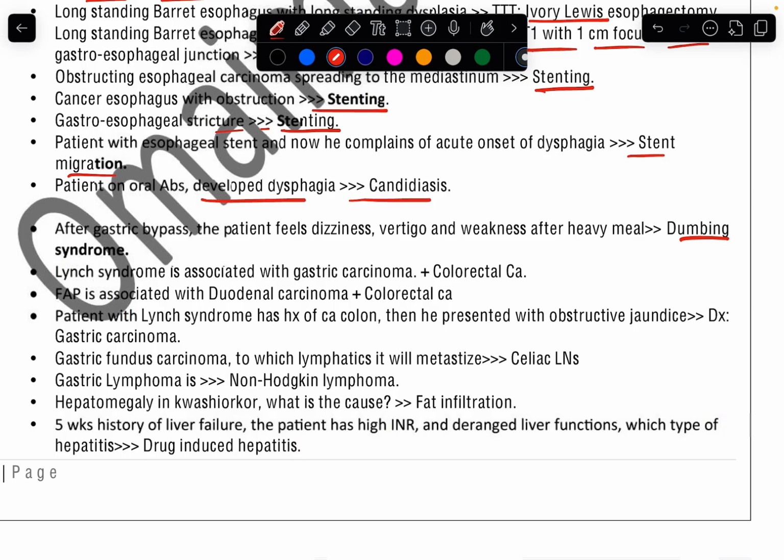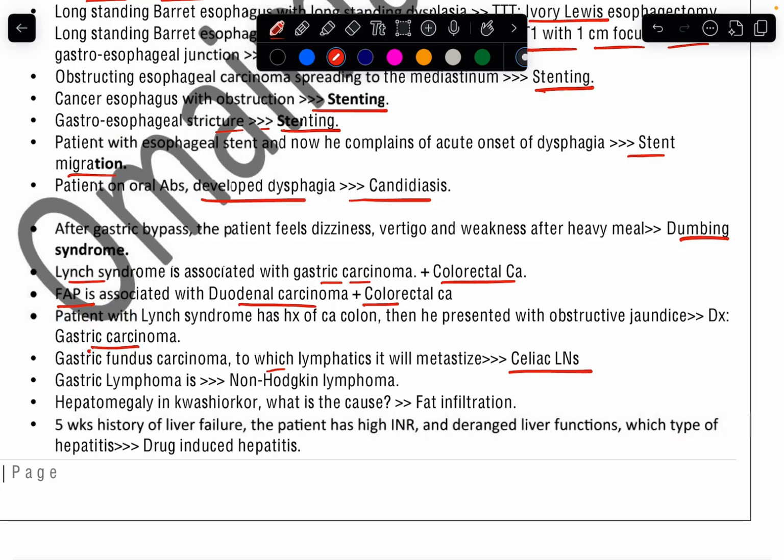Lynch syndrome is associated with gastric carcinoma plus colorectal carcinoma. FAP is associated with duodenal carcinoma. Familial adenomatous polyposis: duodenal carcinoma, colorectal. Lynch with gastric carcinoma. Patient with Lynch syndrome has history of CA colon, now presented with obstructive jaundice, gastric carcinoma. Patient with fundic carcinoma, to which lymph nodes? Celiac axis.